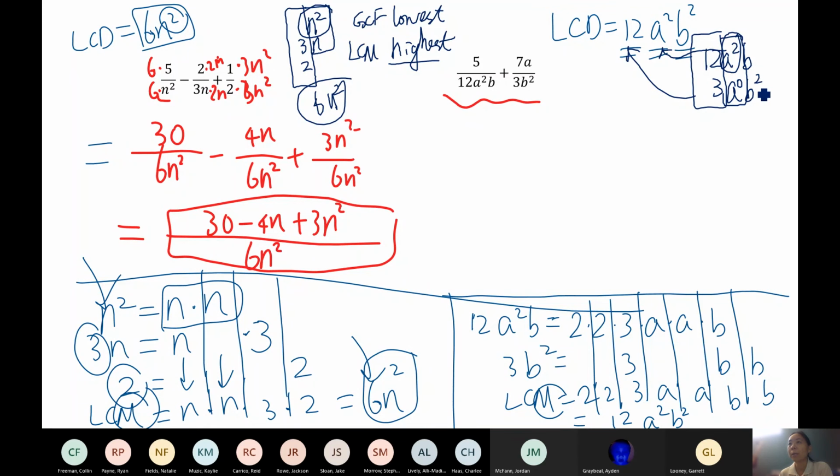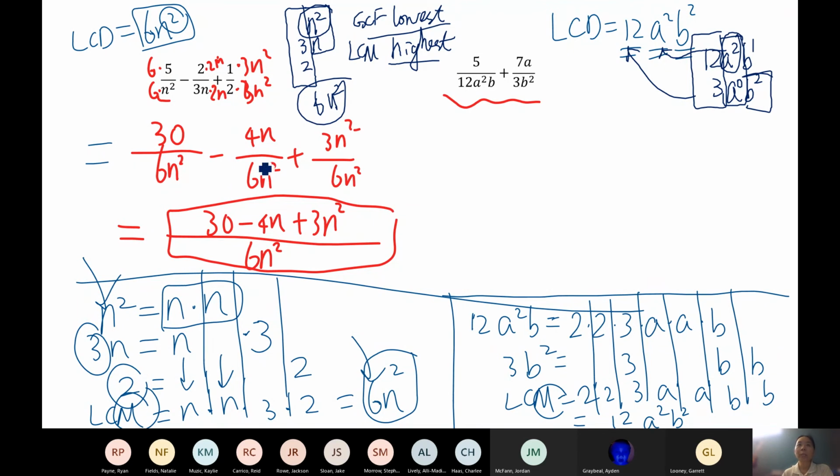And compare b and b squared. B means b to the first, of course. The higher one will be b squared. So take the highest exponent. Okay, so that gives you the LCD immediately. So you can remember the tip, and that's going to save you a little bit of time. But if you forget the tip, do the slow way.